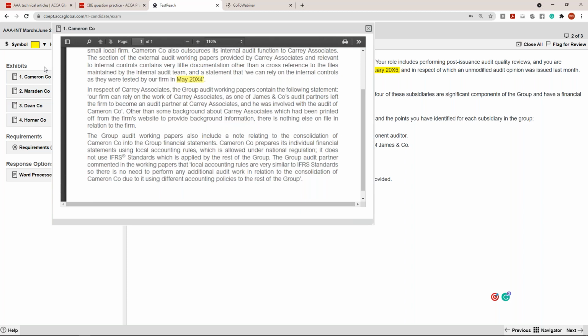So have we taken the right decision of just relying upon the internal controls which were tested in May 20x4? We didn't bother about testing them from June 20x4 to January 20x5. Is everyone clear on this point? Is everyone getting the dates, May 20x4 and January 20x5?